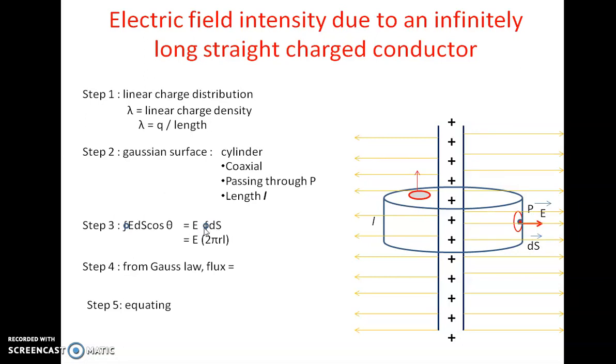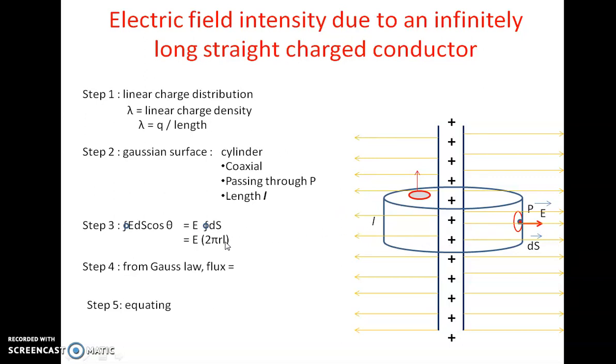So see, E integral ds cos theta: theta is 0, so cos theta becomes equal to 1. And ds is a small area on this curved surface. So if we add all such small areas, it is the integral of ds, no? Adding all the areas, we get the area of this entire curved surface. The curved surface area of a cylinder is equal to 2 pi RL, where R is the radius and L is the length.